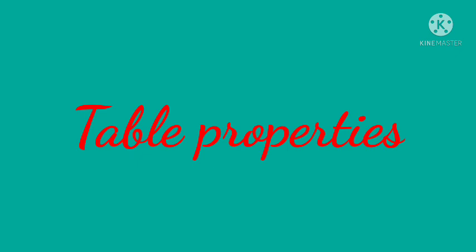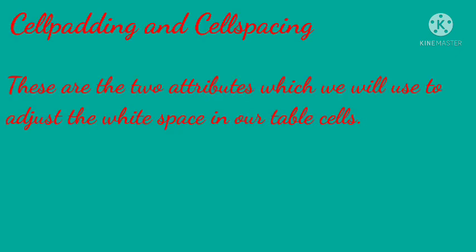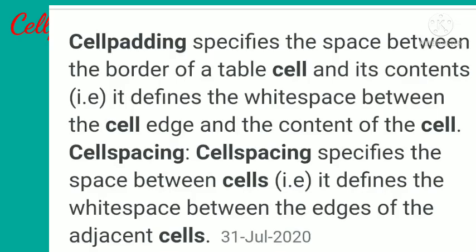The second property is cell padding and cell spacing. These are two attributes which we will use to adjust white space in our table cells. Cell padding specifies the space between the border of a table cell and its contents, or it defines the white space between the cell edge and the content of the cell.